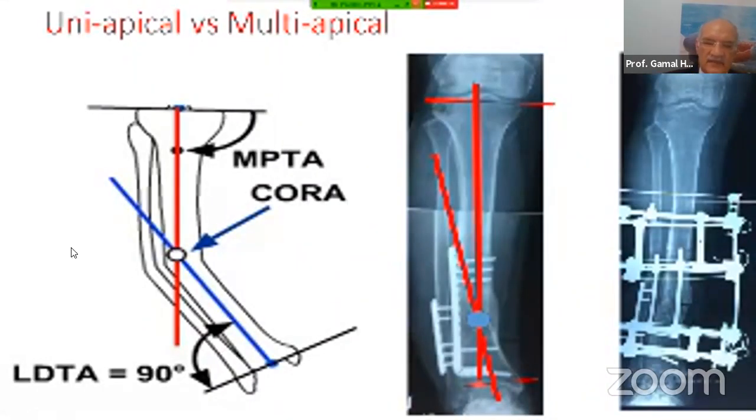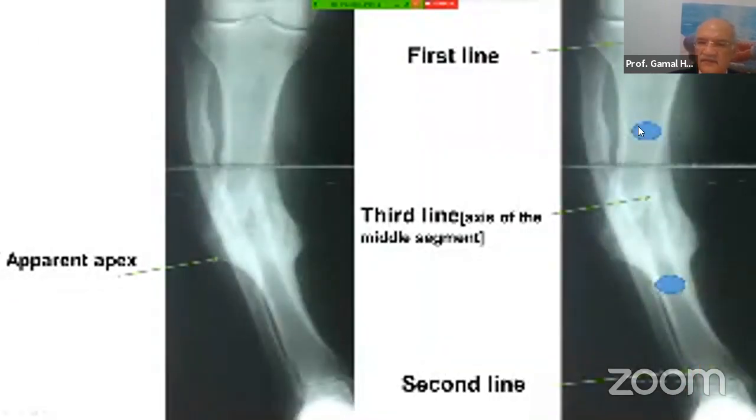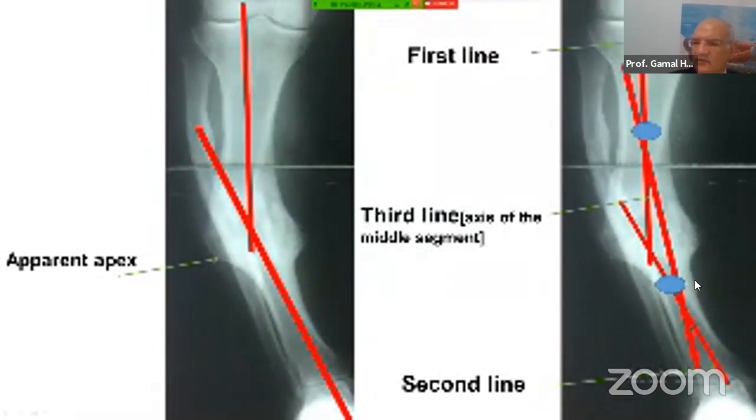This is an example. See, post-traumatic C-shaped deformity. We have 2 CORAs. When the axes meet each other, they meet in the apparent CORA. So this is the apparent CORA. But when we draw the 3rd line of the 3rd segment, they meet in other 2 CORAs. So we correct with 2 osteotomies.